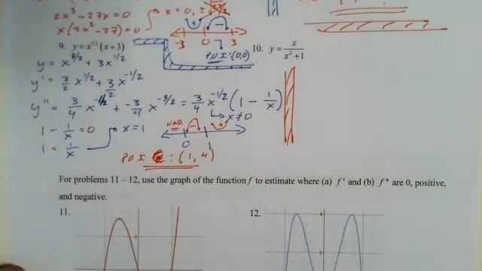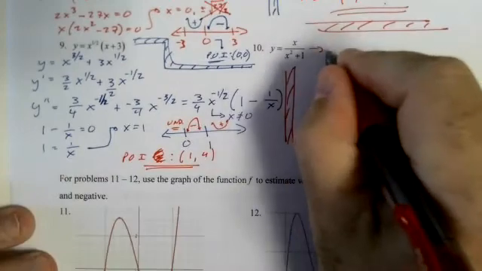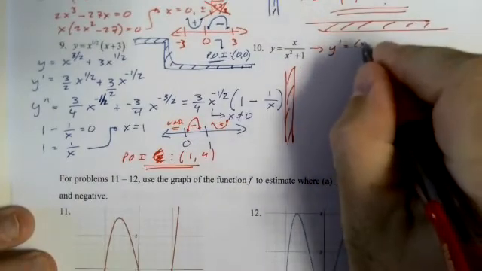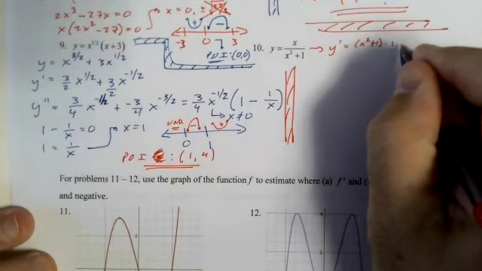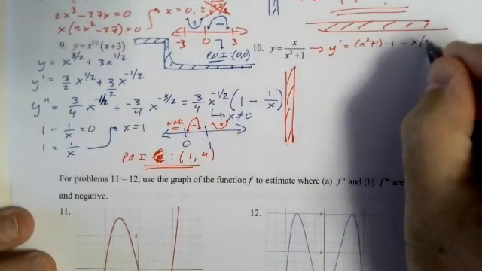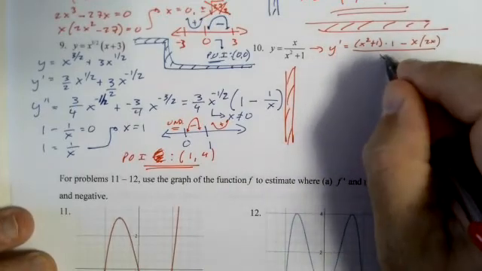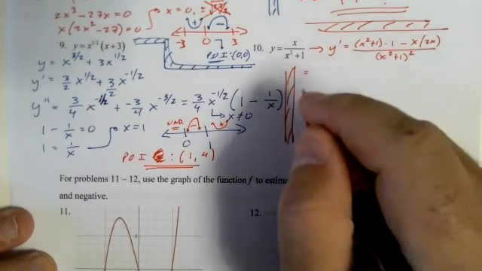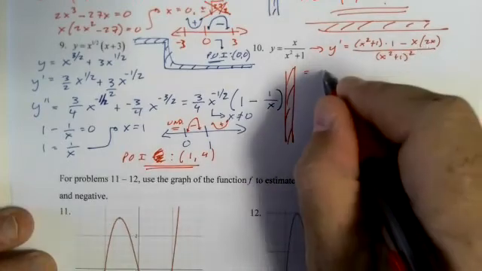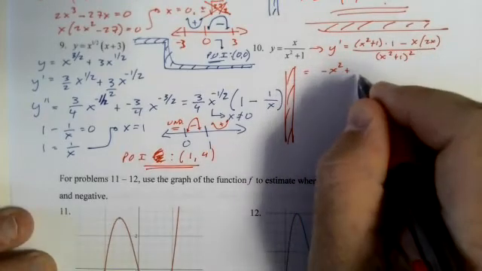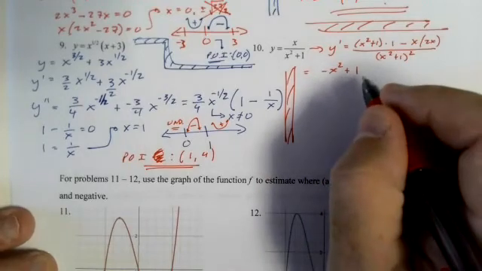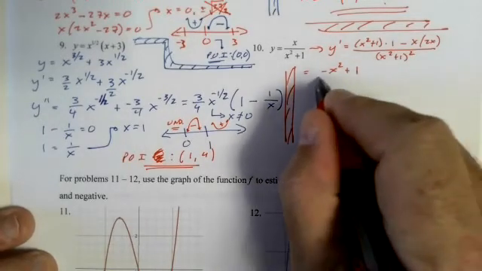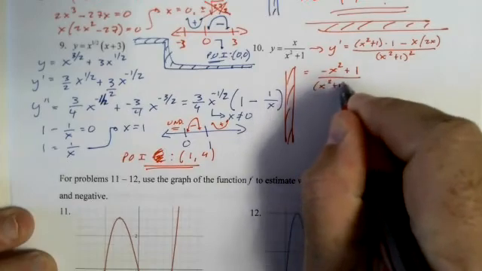All right, so x over x squared plus 1. This looks like it's going to be a joyous time. y prime equals low d high minus high d low, over x squared plus 1 squared, equals x squared plus 1 minus 2x squared, negative x squared plus 1, yep, over x squared plus 1 squared.